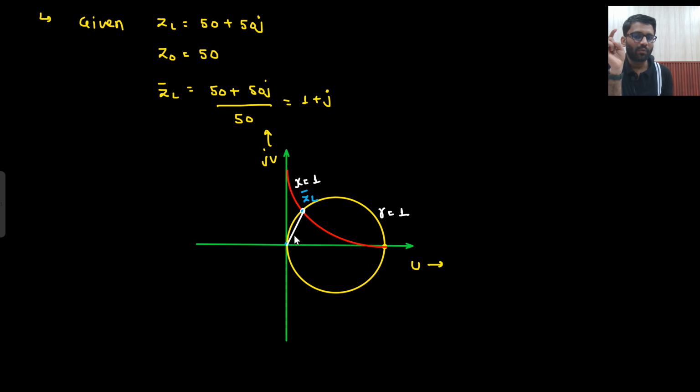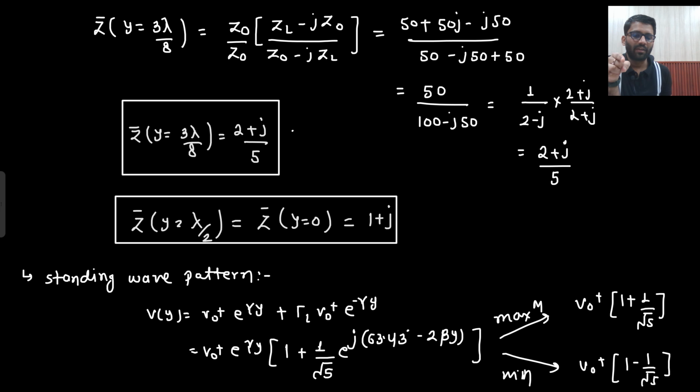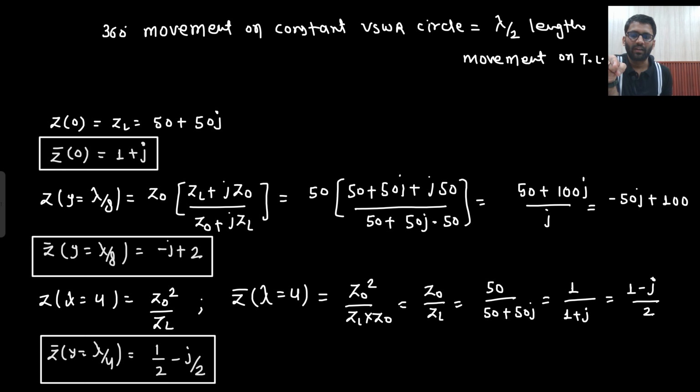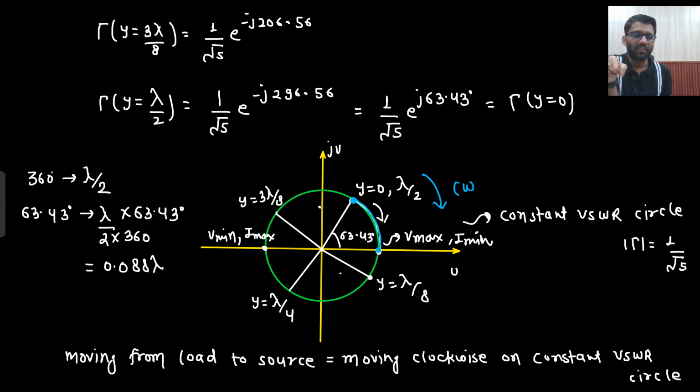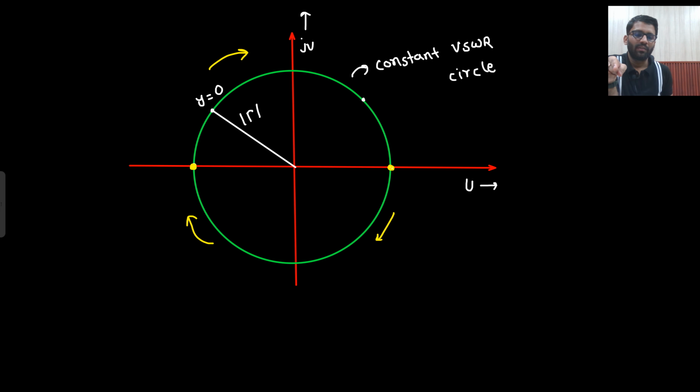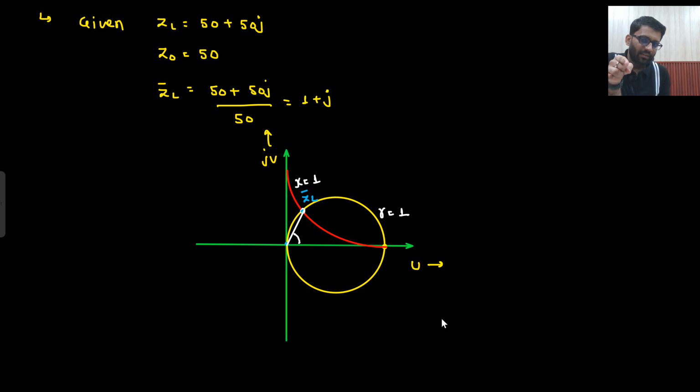This angle, I am not sure what it is, but I know if I do the calculation, this angle is coming out to be 63.43 degrees. So first there will be a Smith chart. This is your R circle, this is your X circle. Where they are cutting, here they are cutting. So this is my ZL dash. Here I can see that X equals 1 and R equals 1.